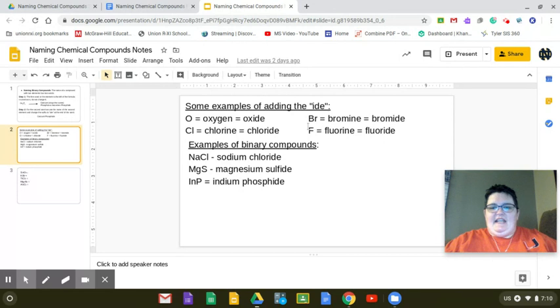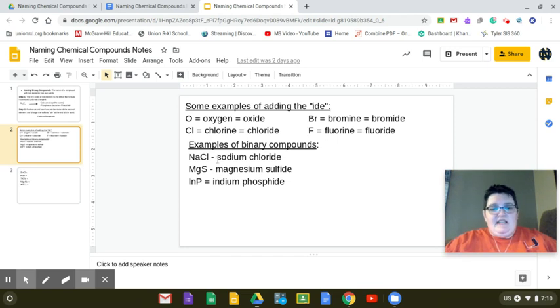Some examples of adding "ide" are included here. These are some of the common ones when we're making compounds. The O for oxygen would turn into oxide, chlorine would turn into chloride, bromine would turn into bromide, and fluorine would turn into fluoride.